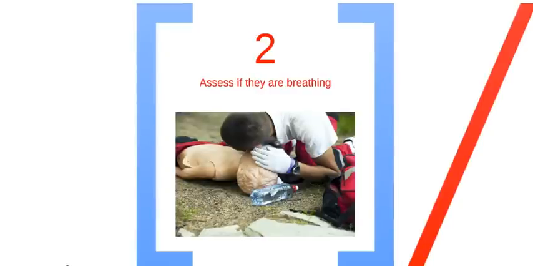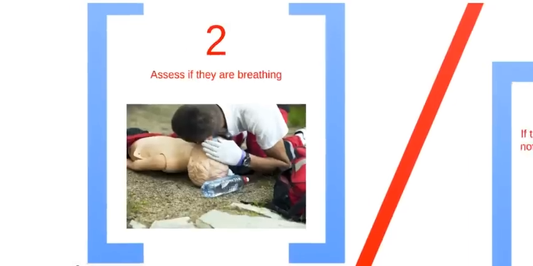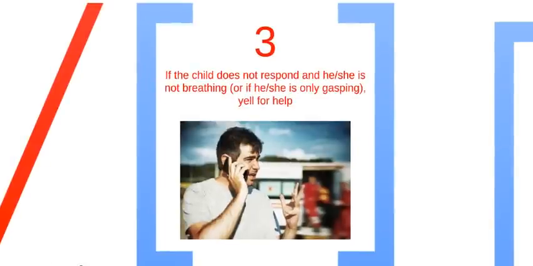Step 2 is to assess if they are breathing. This can be done by either putting your ear up to the victim's mouth or watching the chest. Step 3 is to yell for help if he or she is not responding or breathing. If someone responds, you would send him or her to get an AED, and it would essentially change to 2 rescuer basic life support.